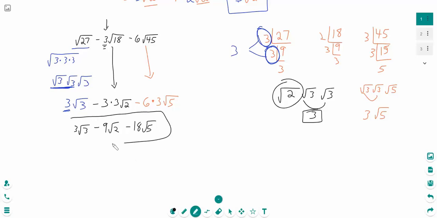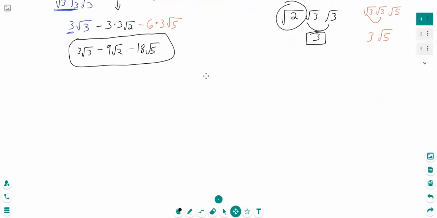And notice in this case, by reducing these or simplifying these radicals, we weren't able to come up with anything that could be added. We have the square root of 3, square root of 2, square root of 5. They're all different. So we weren't able to combine any of these terms. However, we were able to make these radicals smaller, which is always a good thing. All right, very good. So let's try one more here before we move on.